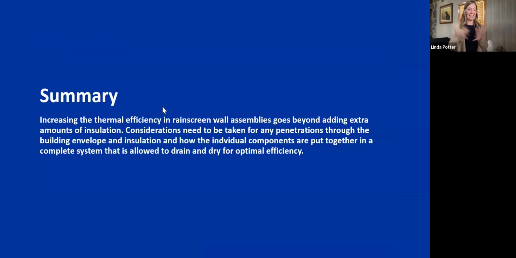So there you go. You made it to the summary. Increasing thermal efficiency in rainscreen assemblies goes beyond adding extra amounts of insulation. Everything is taken into account with penetrations and how those individual components come together, creating the system out of bits and pieces to figure out something that's going to be able to drain and dry, so you keep something thermally efficient.